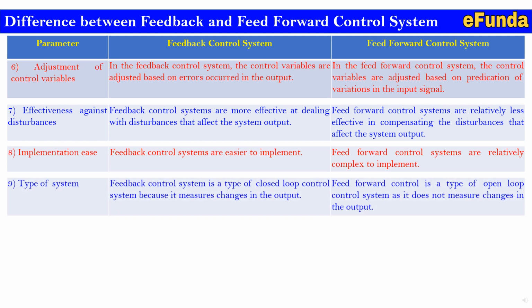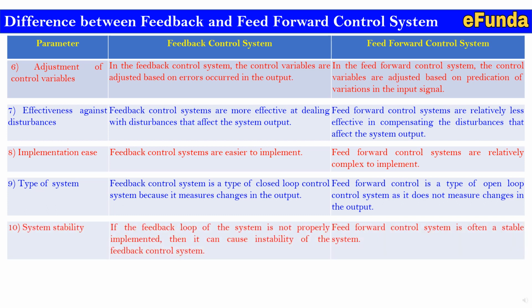Ninth, type of the system. Feedback control system is a type of closed loop control system because it measures changes in the output, whereas feed forward control is a type of open loop control system as it does not measure changes in the output.